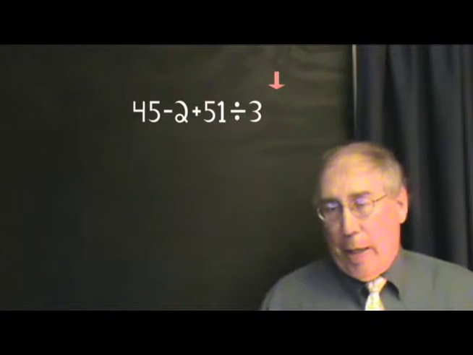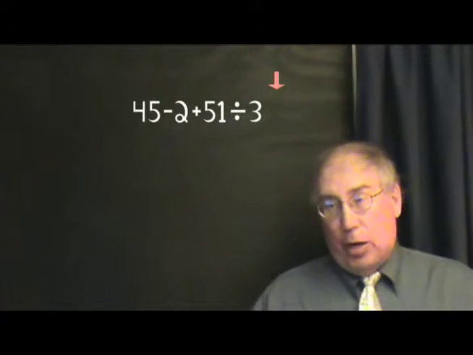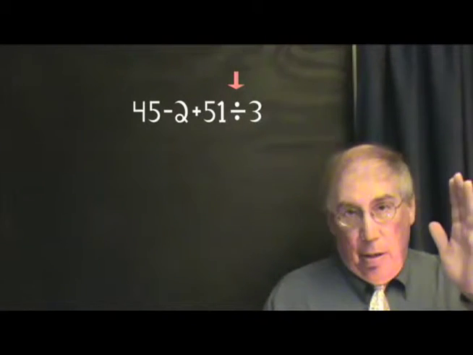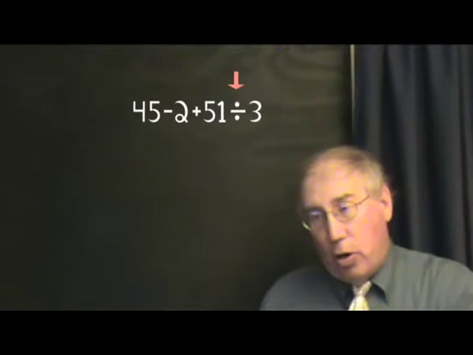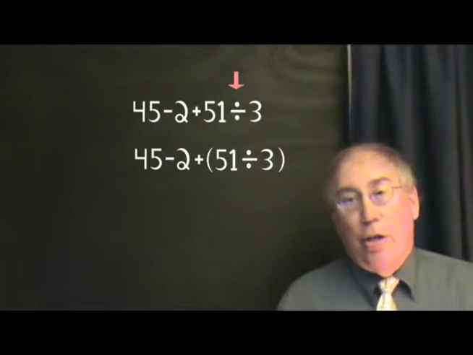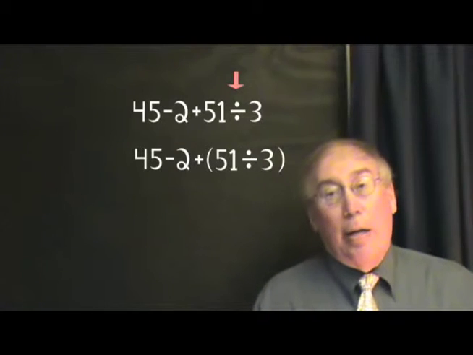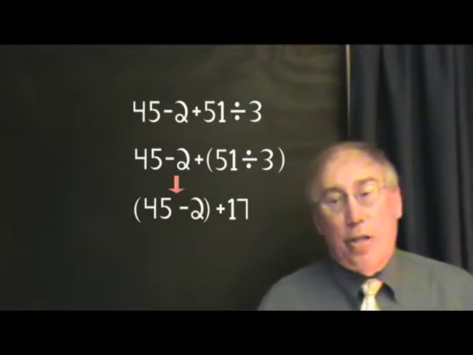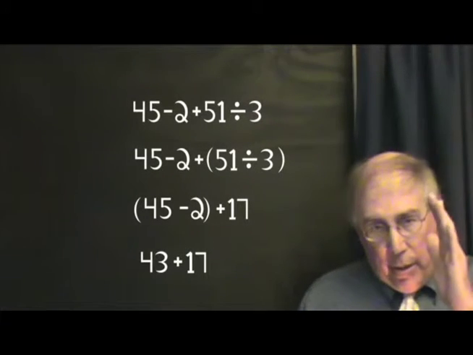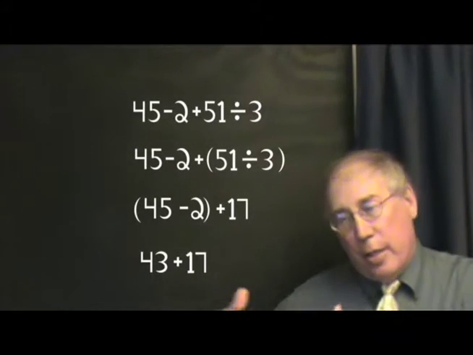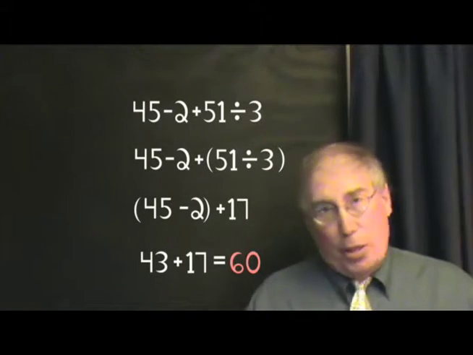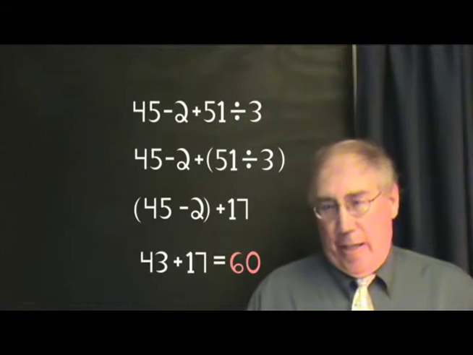Here's one a little more complicated. We've got subtraction, we've got addition, and we've got division. So we'll start at the left hand side and move across, and we're going to do division first in this case. So we're going to divide 51 by 3, and that gives us 17, and then reset our arrow there, and we'll start from left to right doing the subtraction and addition. So 45 minus 2 is 43, plus 17 gives us 60.